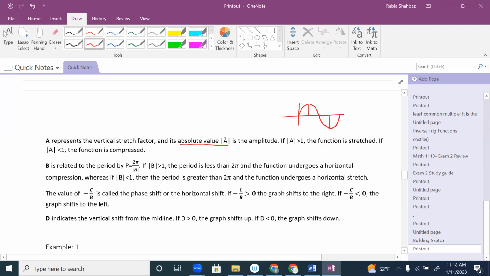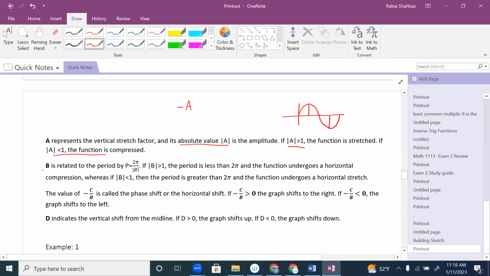Also, if you see a negative before your leading coefficient, that will have a different role. It will make your graph reflect over the x-axis. Right now we are talking about the amplitude. Amplitude will be the absolute value of A. If the absolute value of A is greater than 1, it will make your graph vertically stretch. And if it's less than 1, it will be vertically compressed.